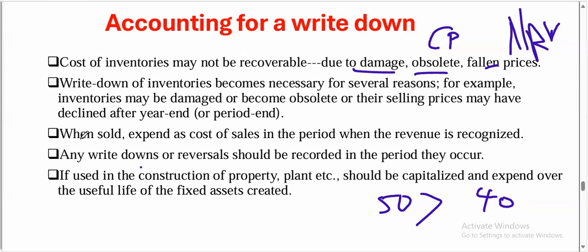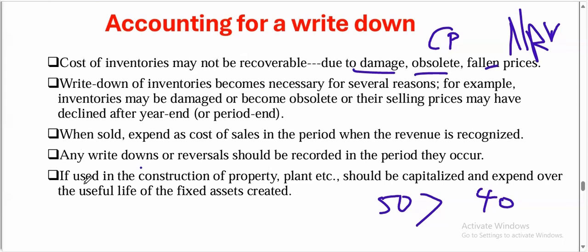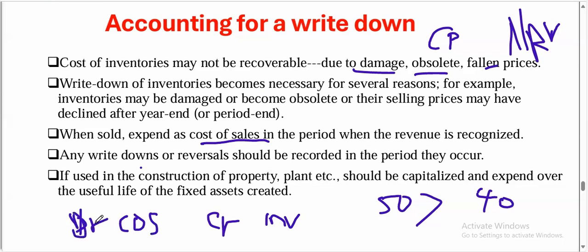So now, how do you treat inventory write down? It's when sold, expense as cost of sales in the period when the revenues were recognized. So when there's a write down, what are the entries? We will debit, and then we'll credit something. Because the inventory figure has gone down, we'll credit inventory. So you credit the inventory figure and then you debit what? Your cost of sales. Don't forget. So these are the entries. Debit cost of sales and credit inventory, right?